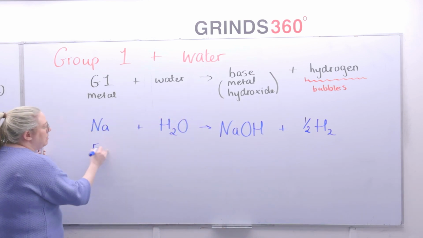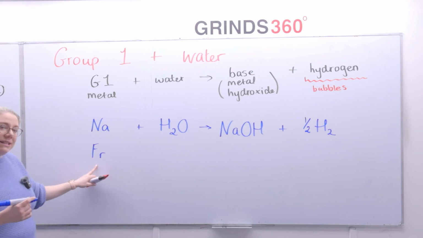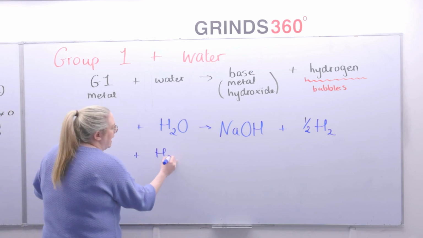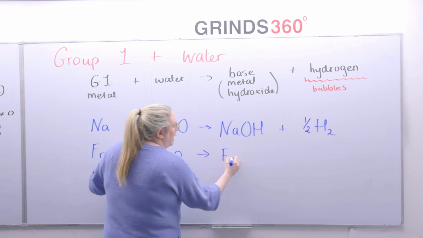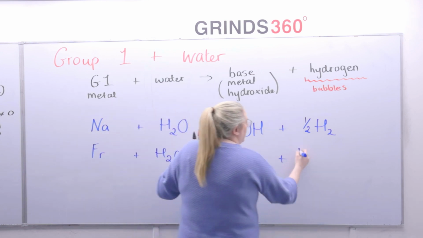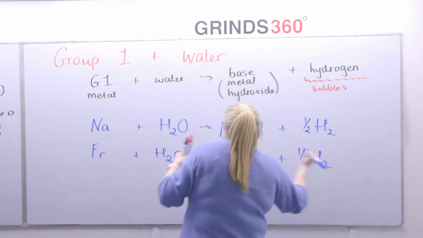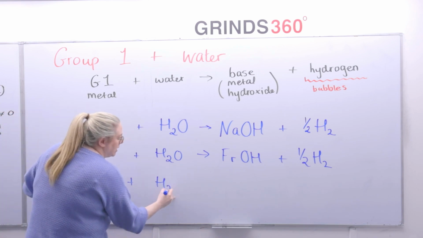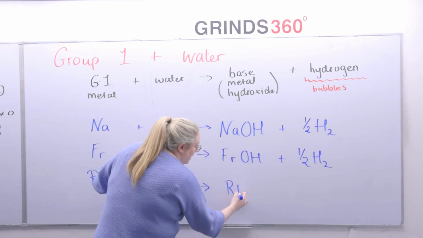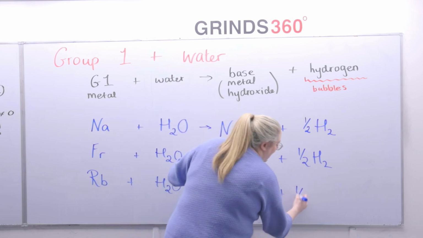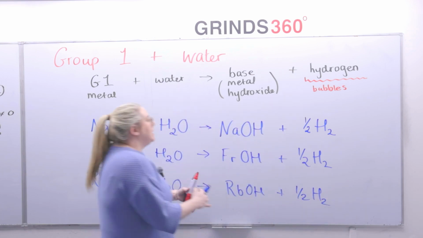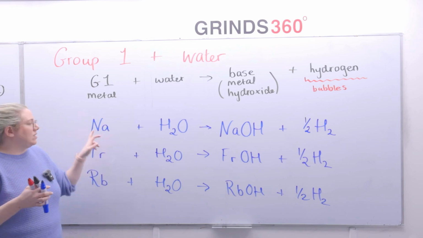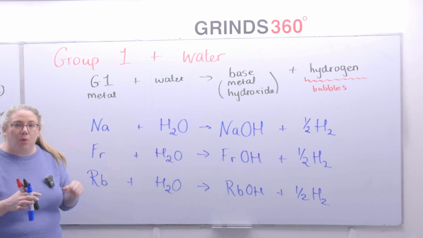The last time this came up, they were asked to write the balanced equation for francium reacting with water. So francium reacts with H2O to give me francium hydroxide plus a half H2. If I wanted rubidium plus water to give me rubidium hydroxide plus a half H2. So learn it for sodium and then the rest of them will all fall in line. Just swap out the sodium for whatever the other group 1 metal is.